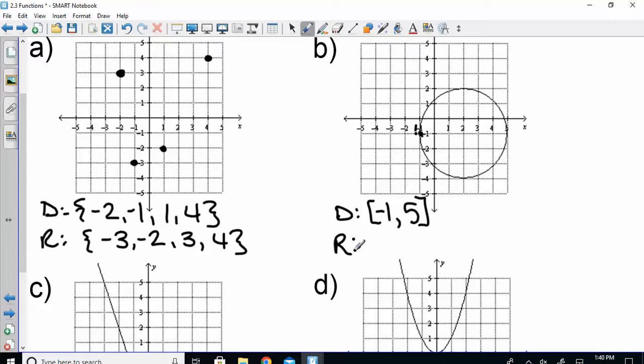Range is the y. Small to large, so bottom to top. So the lowest y value we hit is -4. The highest y value is 2.